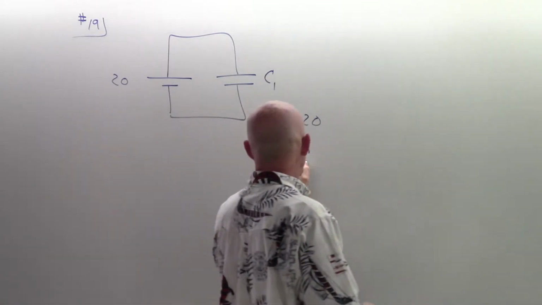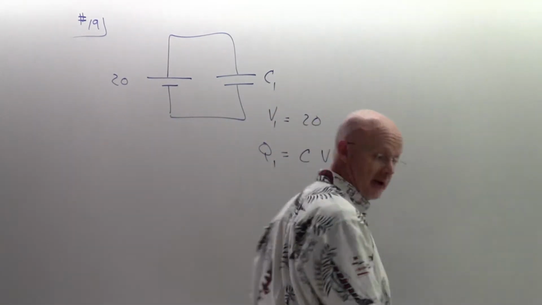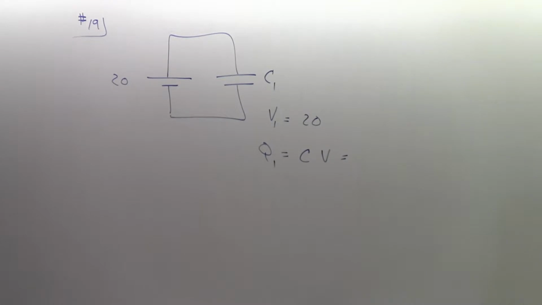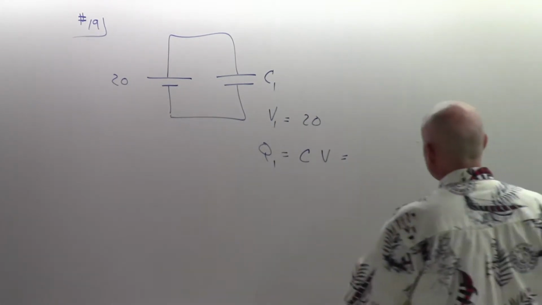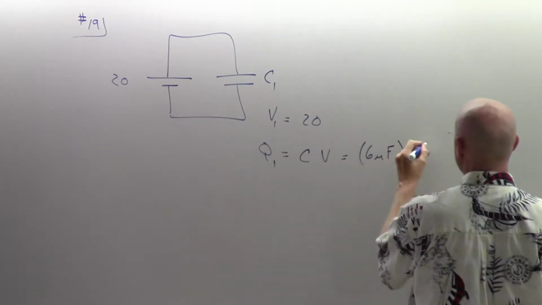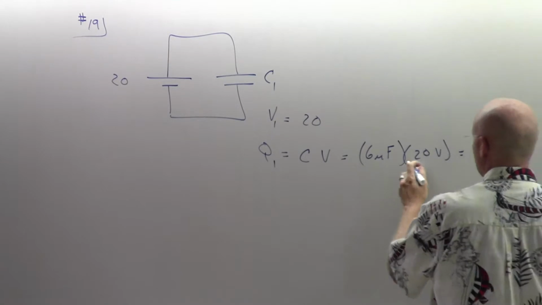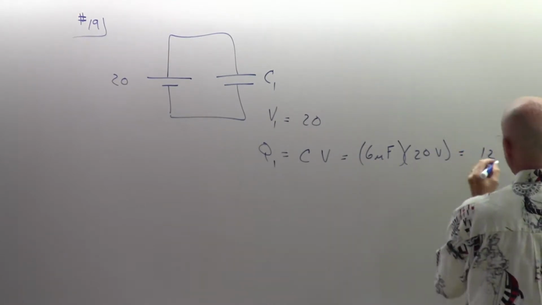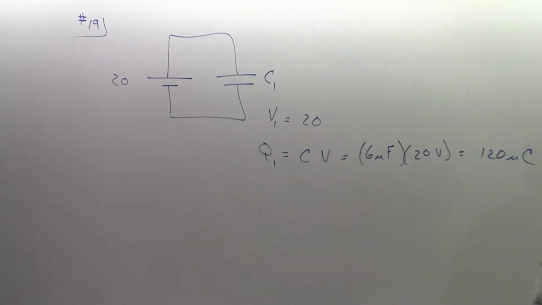Okay, so it would be capacitance times voltage. And the capacitance, I forgot what they said here. Number 1 is 6 microfarads. So it's 6 microfarads times 20 volts. 6 times 2 is 12, with an extra 0: 120 microcoulombs.